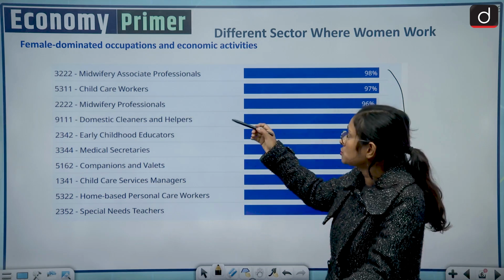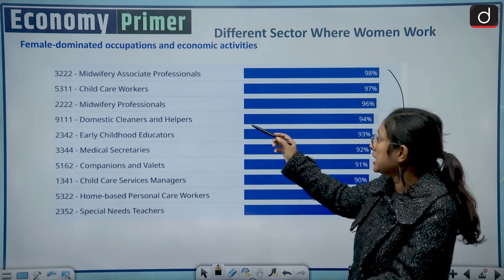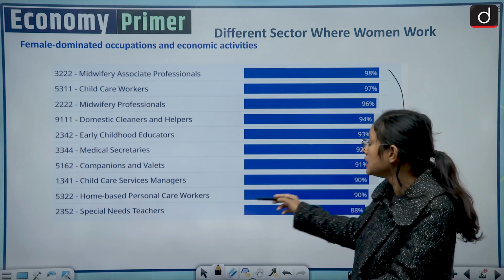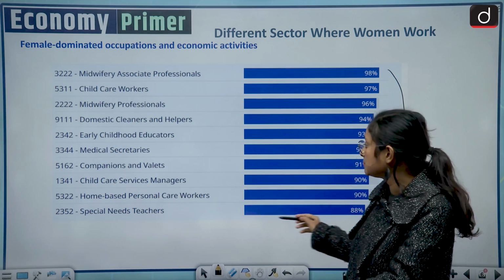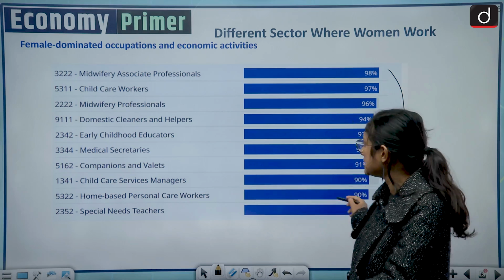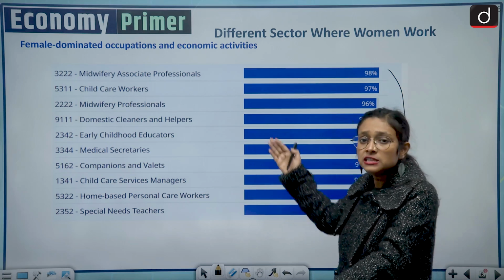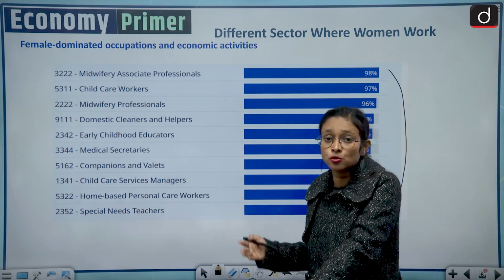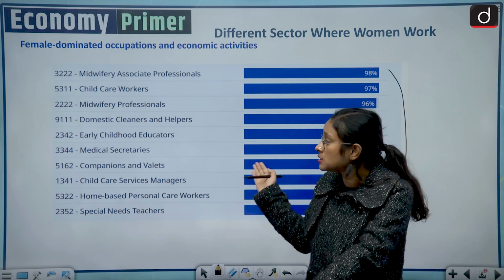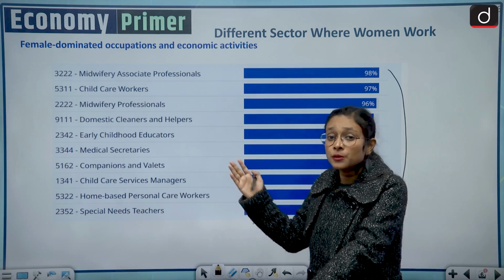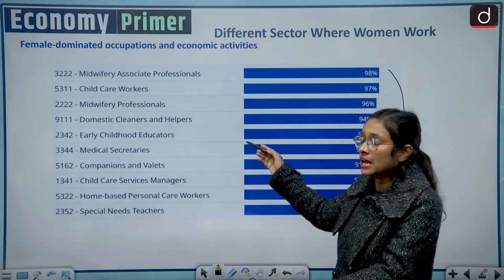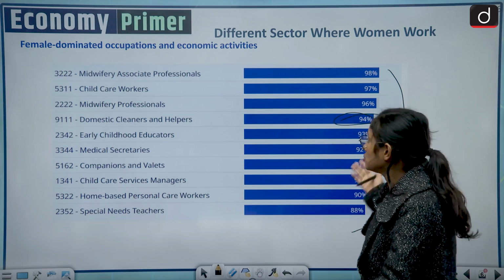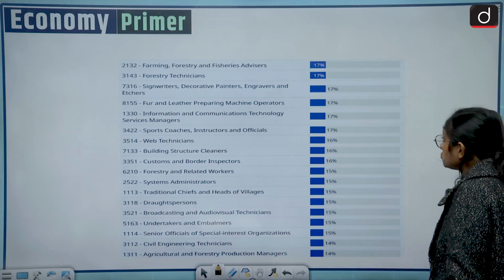Midwifery associate professional 98%, child care workers 97%, midwifery professional 96%, special needs teachers 88%, home based personal care workers 90%. So all this data shows that in the care industries women's contribution is more than 90%, and in these industries women are in the majority. Domestic cleaners and helpers, we already know in India also most of them are women. So it is 94%. Moving to the next one.